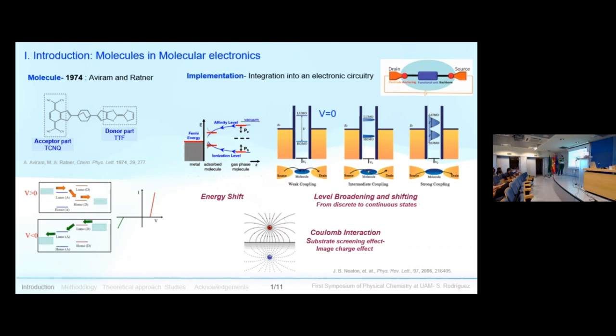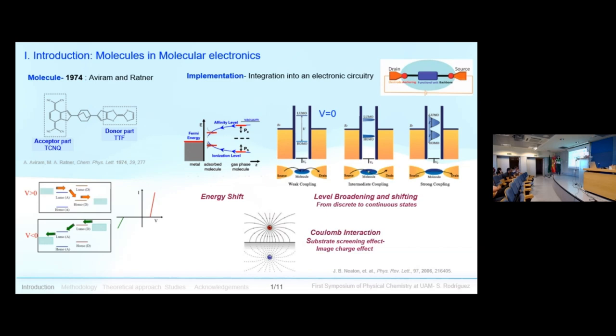But to exploit the properties of this molecule, it is mandatory to connect it to electrodes through certain anchoring groups. This connection modifies the electronic properties of the molecule, and thus we have to consider all these changes in the electronic structure of the molecule to design a device with the desired properties or functionality.